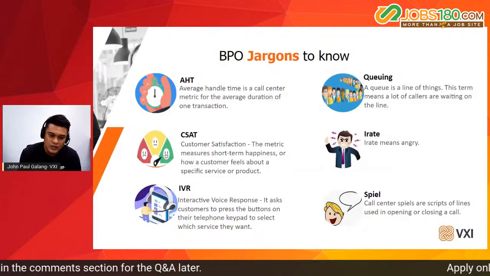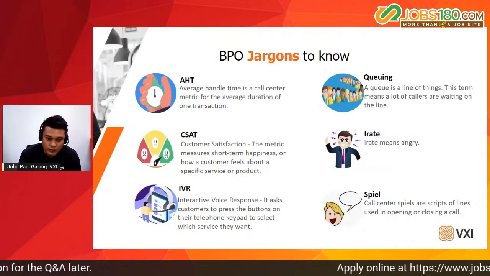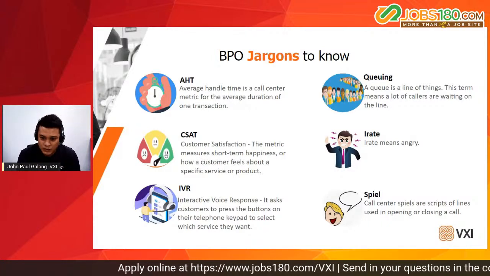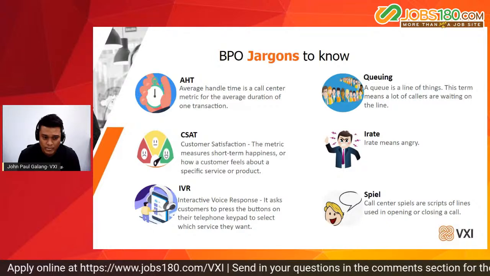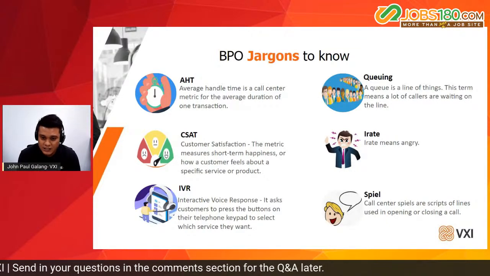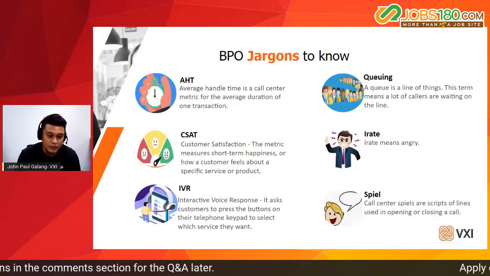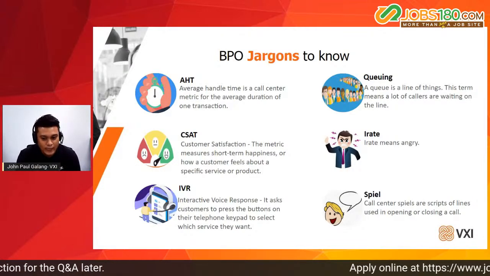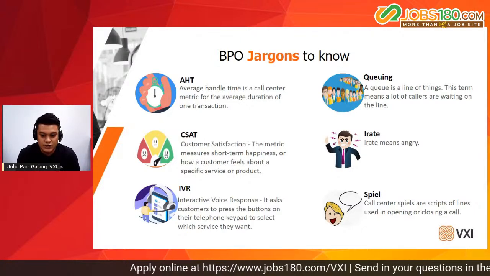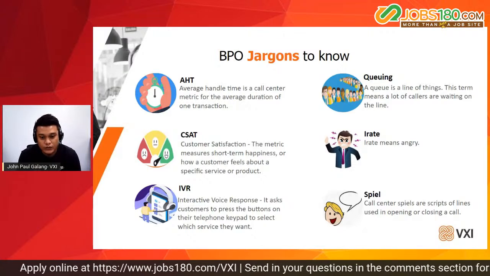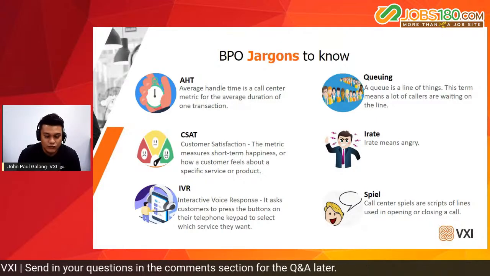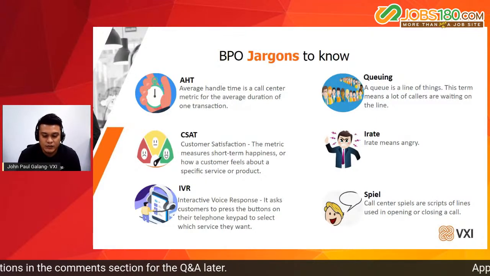Within the BPO industry, guys, there are a few jargons or terminologies that we normally use and are not really familiar to the common knowledge of everyone looking for a job and trying to join the BPO industry. First one is AHT, the average handling time, a call center metric for the average duration of one transaction. If you're taking phone calls, this is usually the average within the day of how long you take for one customer or one transaction to be completed.